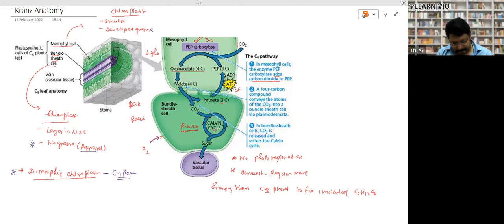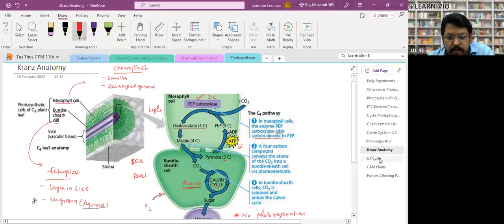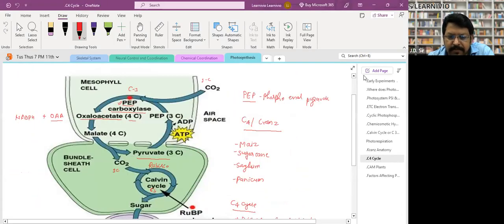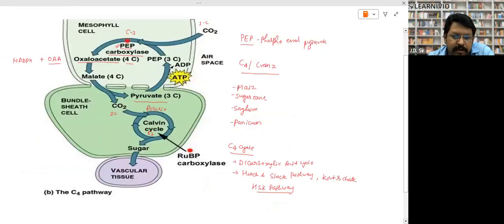Done? No doubt, no questions. It is very important. It's more important than the C3 cycle. C4 cycle, the same thing which we discussed. So Kranz anatomy, what is more important? Which are the C4 plants and where is the Kranz anatomy found? All the examples have been asked.